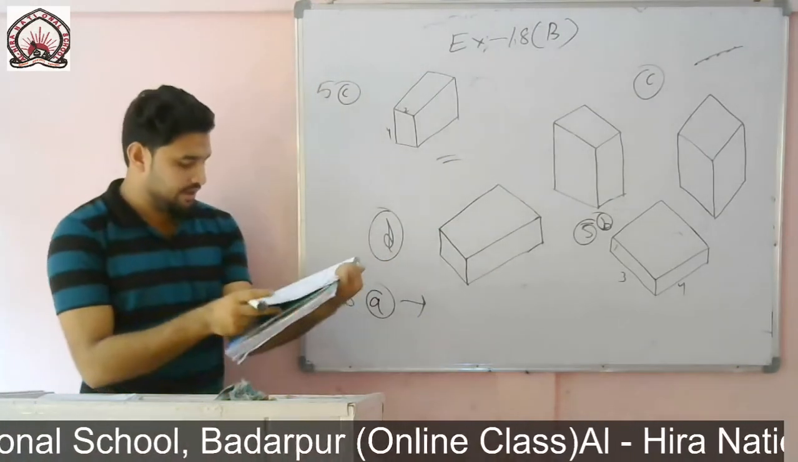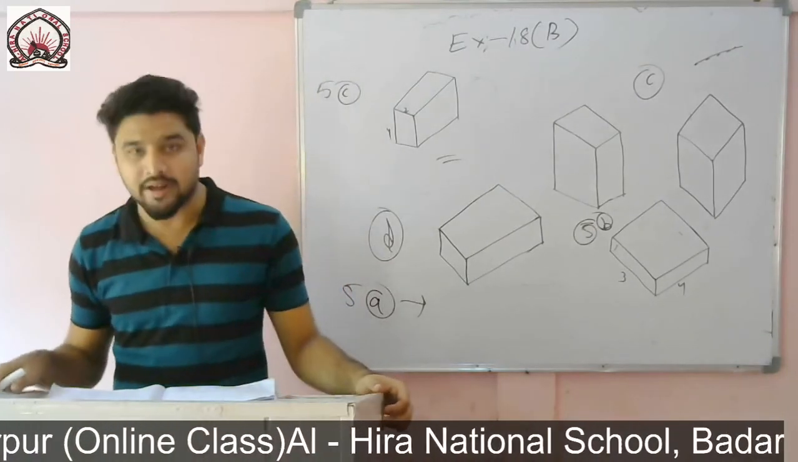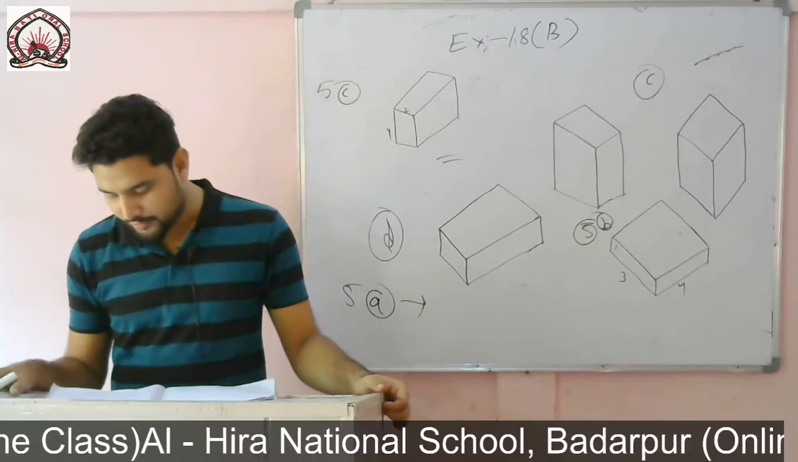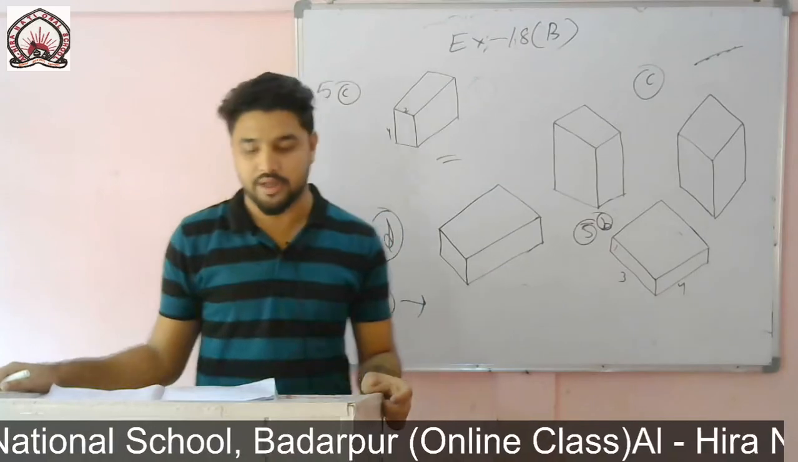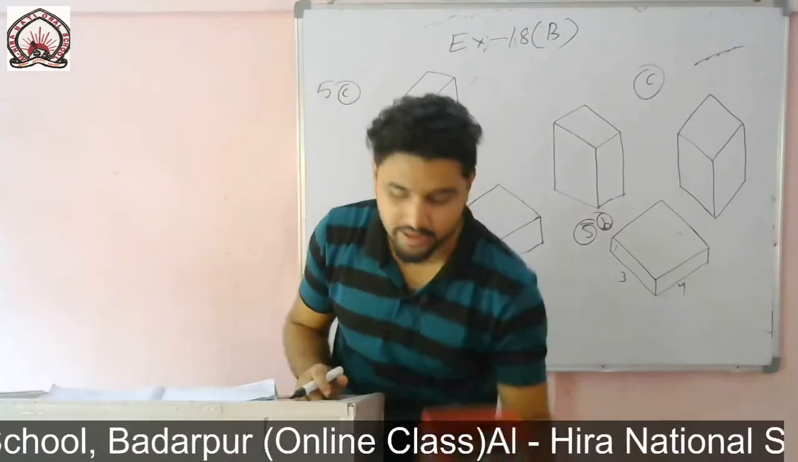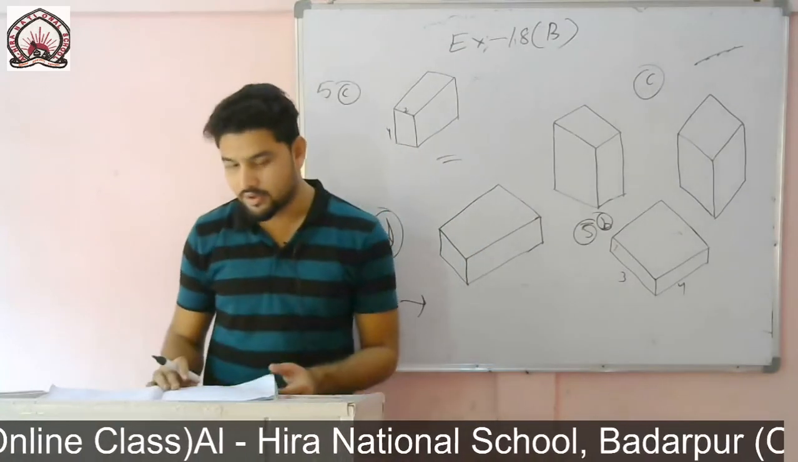And 5D you can draw. No problem. 5D you can draw at your home. You draw 4 centimeter and 3 centimeter is there. If you draw, then it will become a what? Cuboid. It will become a cuboid like this, with closed top.